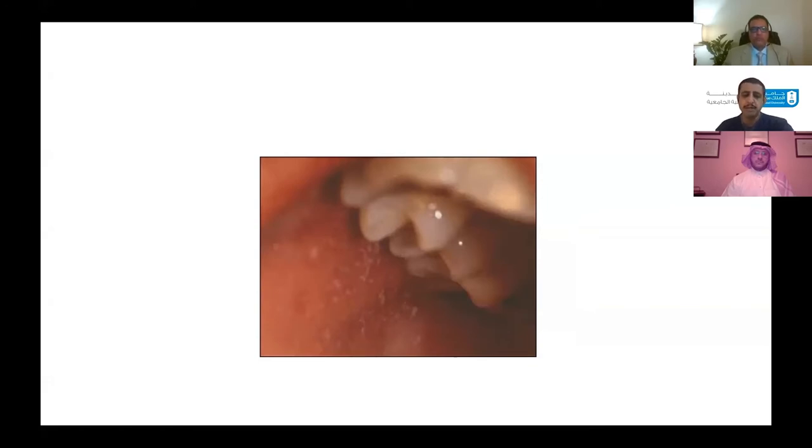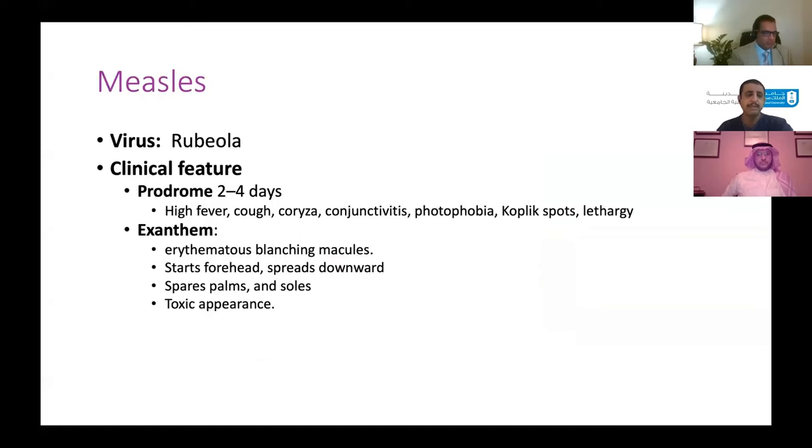But unfortunately, this rash disappears so fast, soon after the beginning of the illness. So you probably will not see it in all of the patients. So measles is a viral infection, usually having prodromal symptoms like any other virus: high-grade fever, coryza, conjunctivitis, and Koplik spots, as we see, and lethargy.